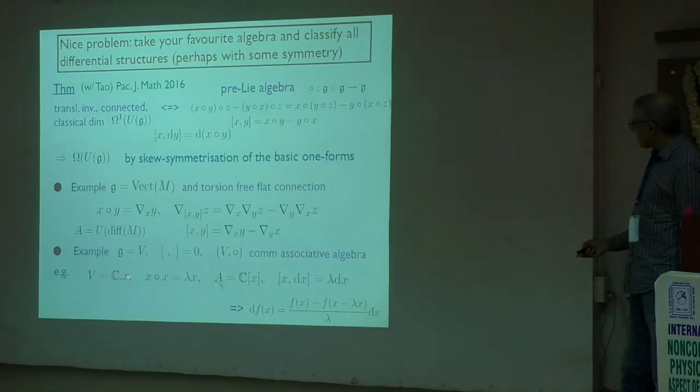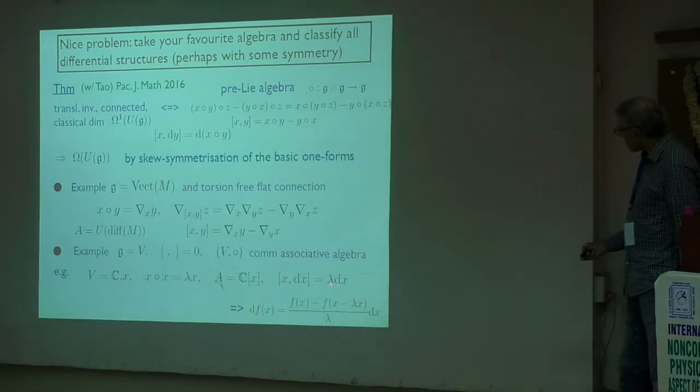For example, if V is just one-dimensional with a basis vector x, all the possible one-dimensional commutative algebras are given by a single parameter lambda. They have this form. And therefore, by this theorem, they classify all the differential structures on the algebra of polynomials in x, which will be the enveloping algebra of this Lie algebra. These are the relations coming from just here. And what you see is that x doesn't commute with dx except when lambda is zero.